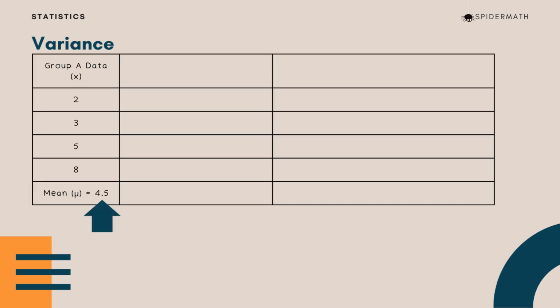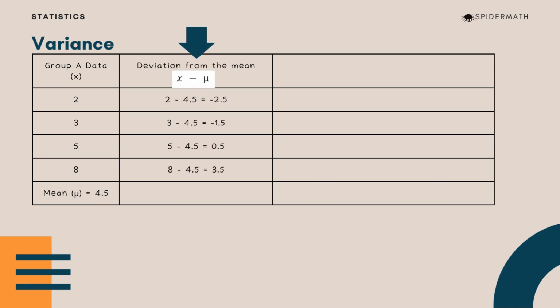To calculate the variance, we need first to find the mean of the given data. Let us use Group A and the mean is 4.5. Next, calculate the deviation of each number or data from the mean. It means that we subtract the mean from each data. Next, get the square of the deviation of each data from the mean. You can do it by multiplying the number by itself.